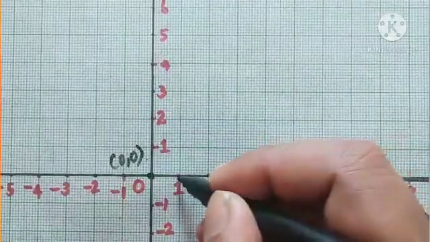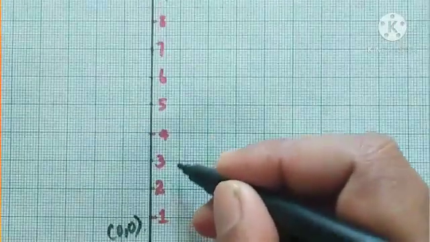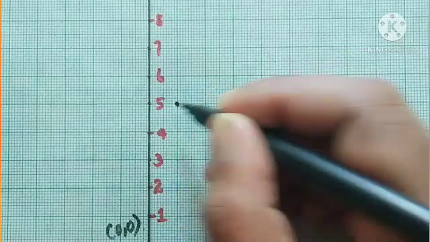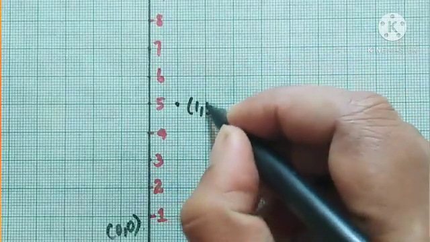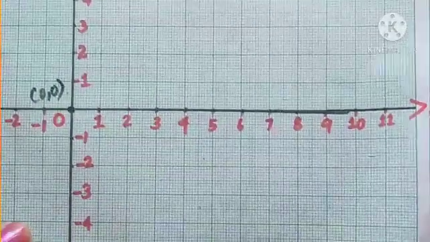Where is the x coordinate? This one. This is 1 and 5. Where is the 5? Straight to 1 you want to take. This is our point 1, 5. Correct? Okay. Now what is our third coordinate, children?